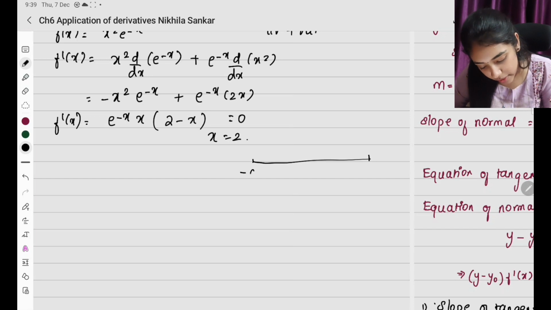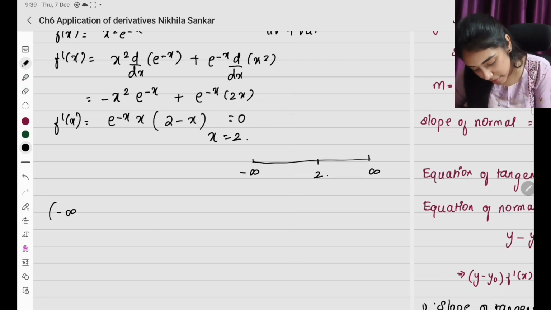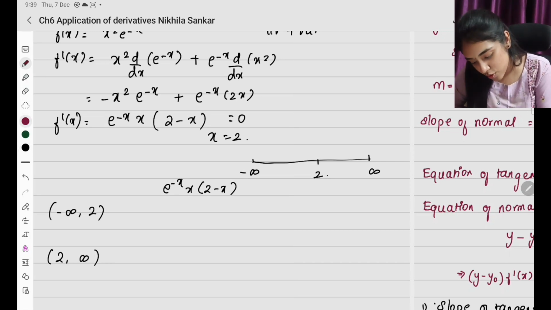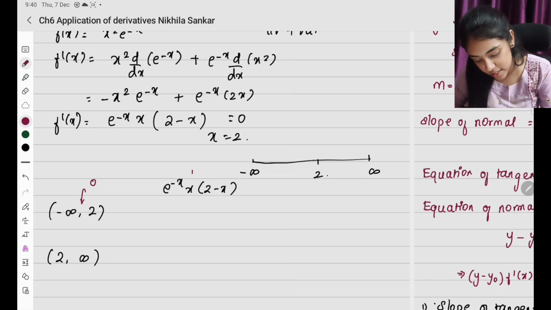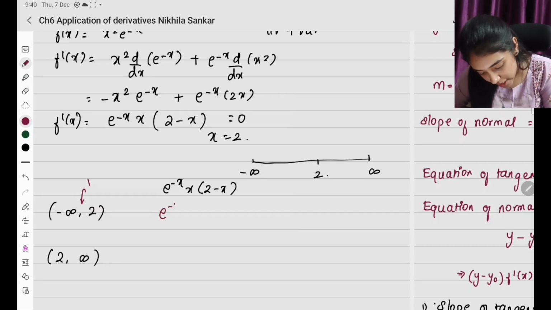So what is my interval going to be? From here to here, minus infinity to infinity. In between I have a 2. So what are my intervals going to be? Minus infinity to 2 and 2 to infinity. And how does my function look? e to the minus x times x, 2 minus x. So I substitute some value in between. Let me substitute 0. When I substitute 0 it becomes 0, so I don't want that. So I'll substitute 1. Okay. So when I do that, I have e to the power minus 1 times 1 into 2 minus 1.